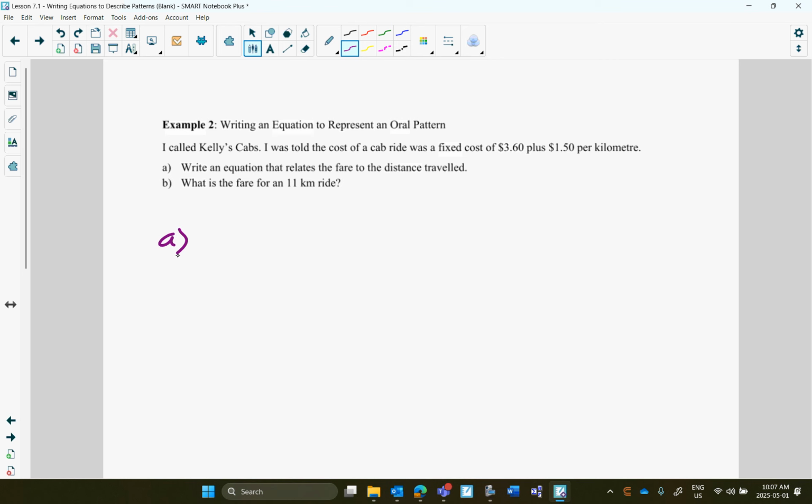3.60, 1.50 times k. Right. That will get me the cost. Here, we'll go capital C this time. Or you could have put the C at the beginning. C equals, either one is fine. So that's the equation.